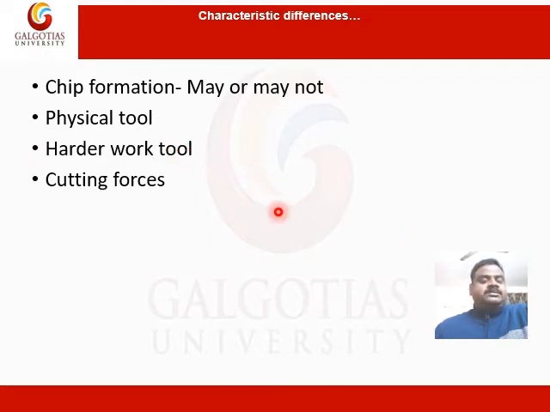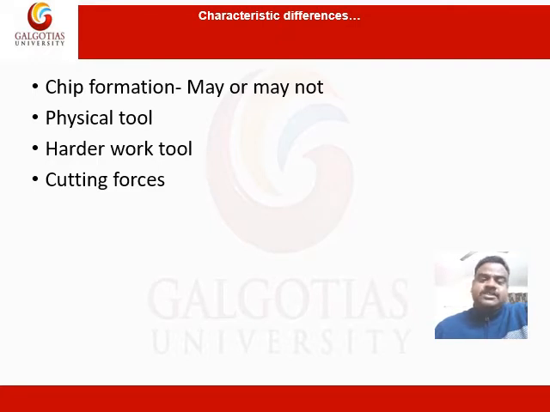In conventional machining processes, the cutting forces are mechanical alone. We just apply cutting forces, so we can call the energy domain mechanical, whereas in non-conventional machining, different forms of energy, thermal energy, electrical energy, chemical energy, are applied to remove the material. So chip formation, physical tool, harder tool, and cutting forces are all essential differences.